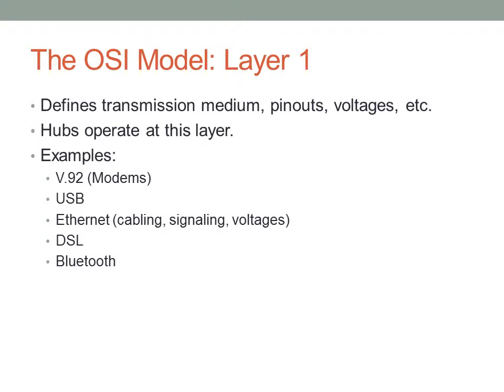Some examples of Layer 1 technology that I've seen in the past, and that you may have also seen: V.92, that is modems that were used to connect devices, USB, Ethernet, DSL, Bluetooth. I'm sure you could also think of a few wireless standards, for example, 802.11 A, B, G, N, and now AC is the latest standard.